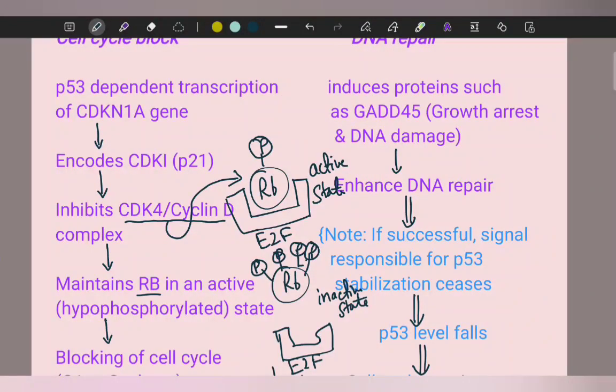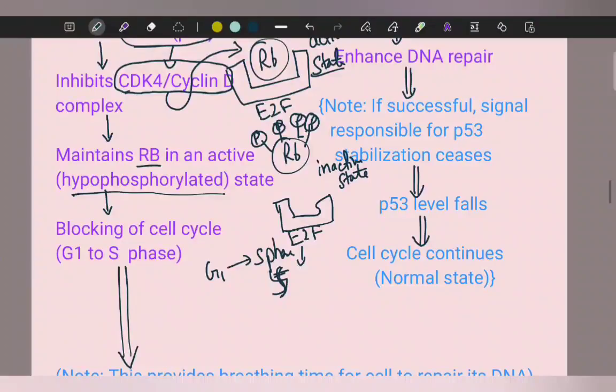When P53 gets accumulated, then this P21 level gets increased. This P21 will inhibit CDK4 cyclin D complex, and if this complex is inhibited, then it no longer can phosphorylate retinoblastoma protein, and when retinoblastoma is not phosphorylated, it will be in hypophosphorylated state or active state. It will continue to bind E2F, then E2F will not get released to transcribe those genes that will be responsible for cellular growth and DNA replication. Thus, that will block the cell cycle from G1 to S phase.